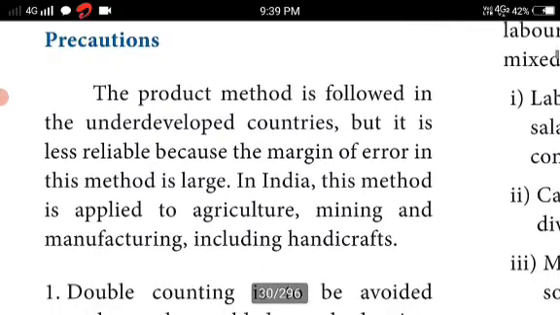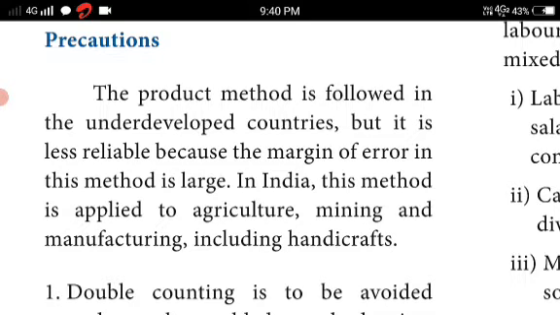Precautions. What precautions do we have to take while we are calculating the national income? In the product method, we should know about these precautions. The product method is followed in the underdeveloped countries. This is followed in the UDC countries. But it is less reliable because the margin of error in this method is large.